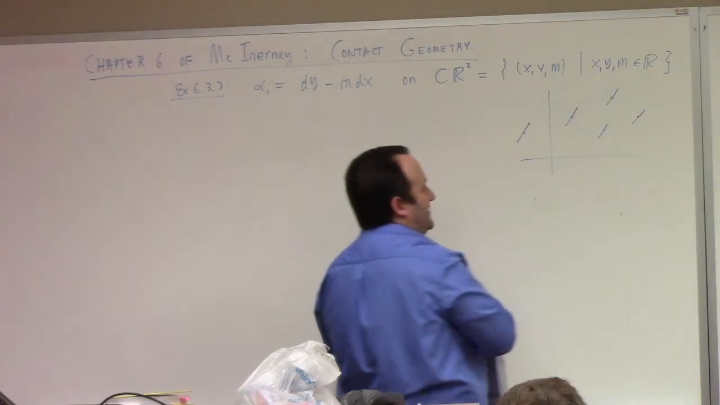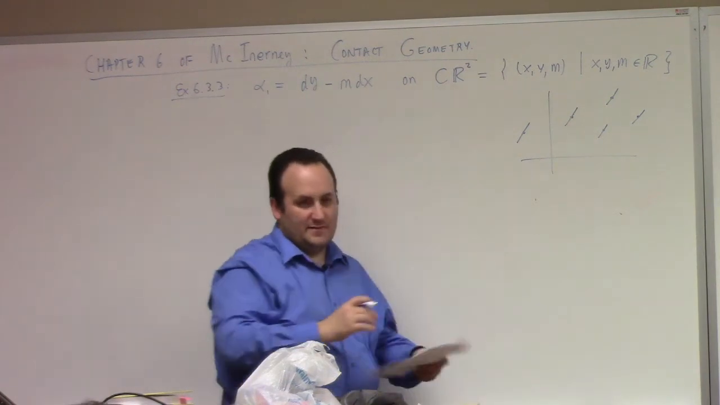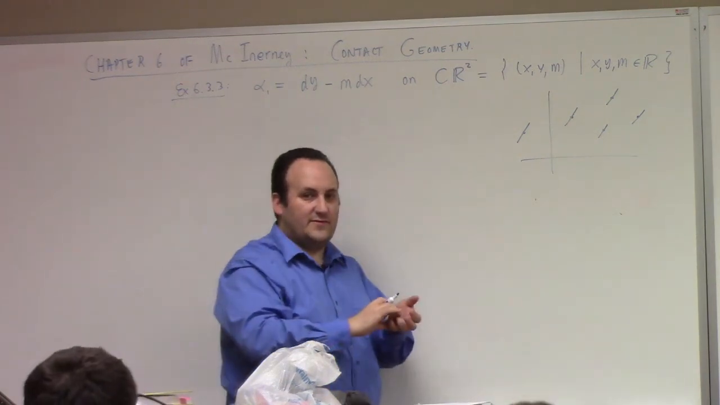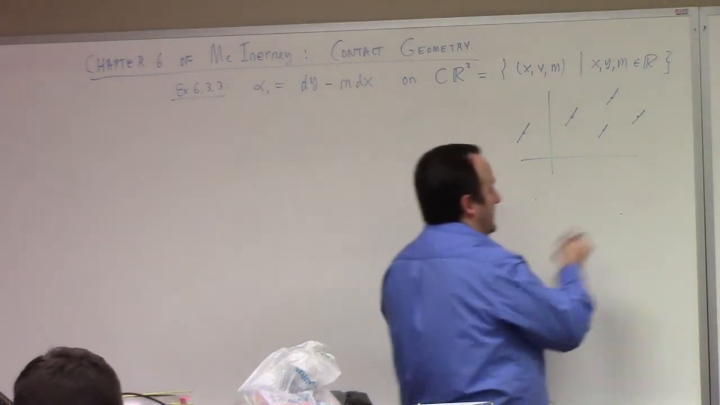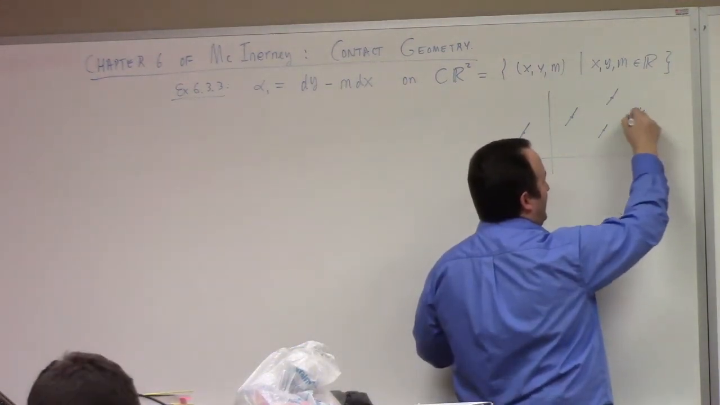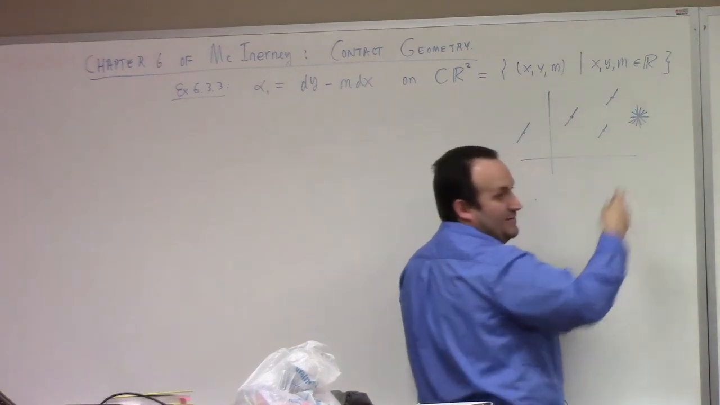But that doesn't quite do it justice because, through a given point, you have different lines, right? Like you have this one, but you've also got this one, and that one, and that one, and that one, and so on. Right?